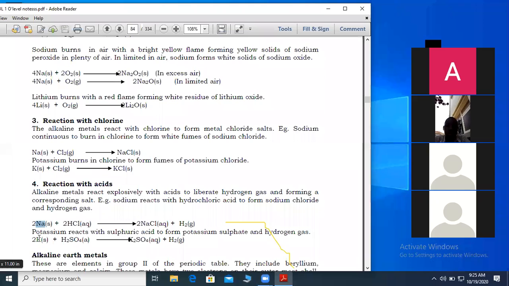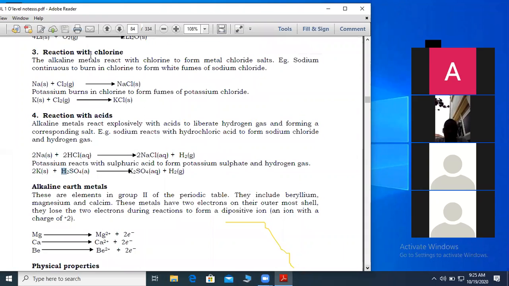Then if potassium reacts with sulfuric acid, it will displace the hydrogen and form potassium sulfate plus hydrogen gas. So that is it for alkali metals or group 1 metals. We are now going to alkaline earth metals.